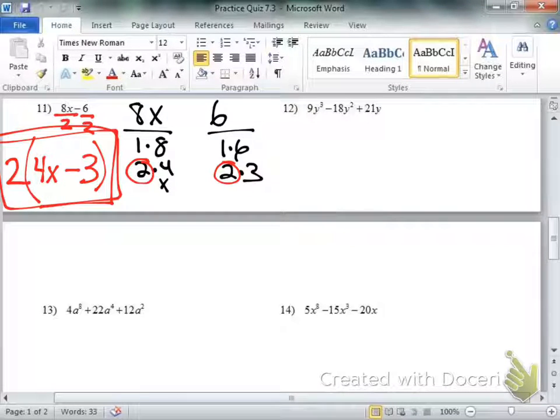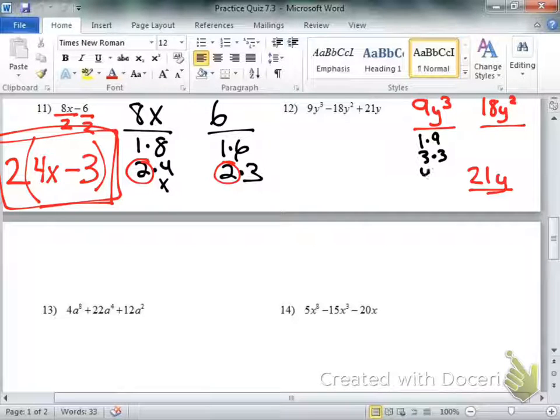All right, next we'll look at number 12. You do 3 terms the same way you did 2 terms. Make a list for each. We have 1 and 9, 3 and 3, y. 1 and 18, 2 and 9, 3 and 6, y. 1 and 21, 3 and 7, and a y. What are you guys thinking?